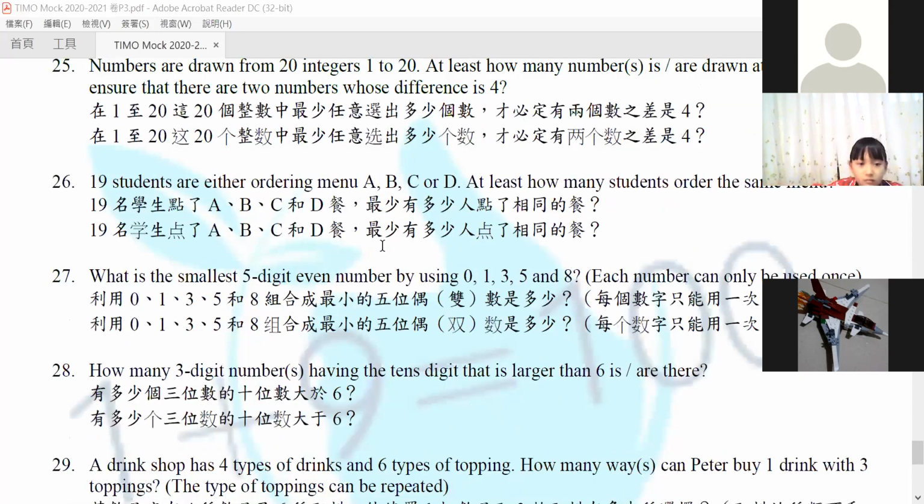In 1 to 20, how many numbers must we pick so that at least two numbers have a difference of 4? Now let us list all numbers which have a difference of 4. So we have 1, 5, 9, 13, and 17, right? We also have 2, 6, 10, 14, and 18. And we also have 3, 7, 11, 15, and 19. And at the end, we have 4, 8, 12, 16, and 20.